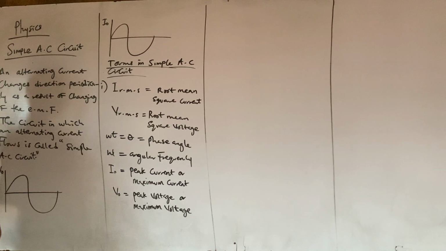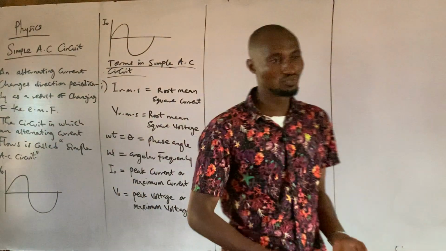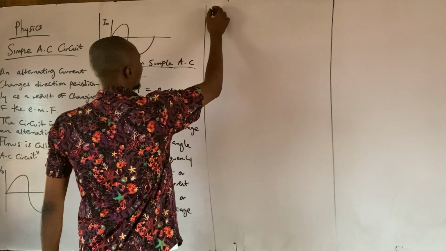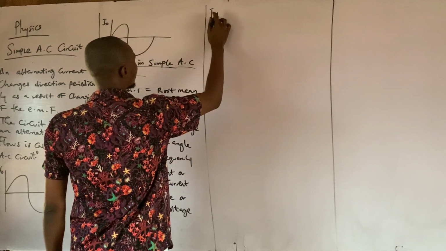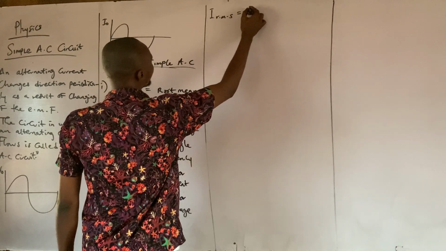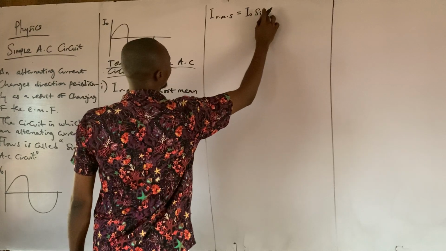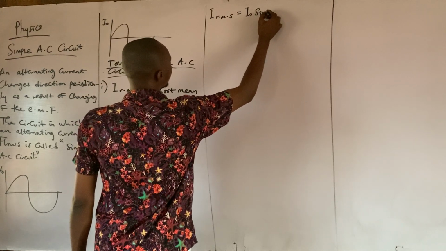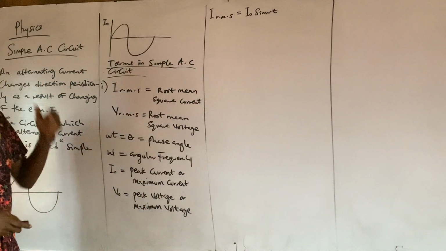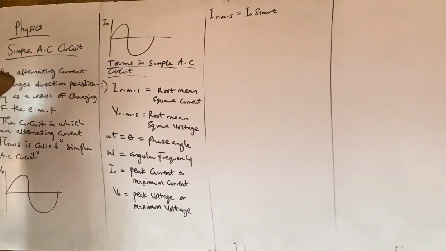I believe you know normal I is equal to current, R is equal to resistance, V is equal to what? Voltage. So now, the next thing we need to learn here is that I is equal to IO sine WT. IO sine WT. Are you there?